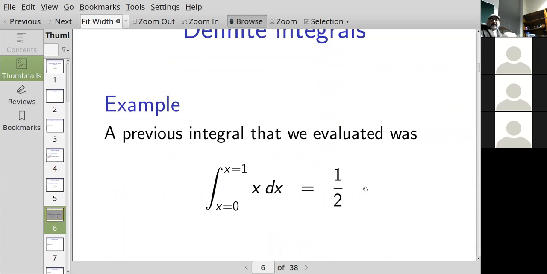Okay. So remember we discussed the area of a triangle, right? So it was bounded at the top by the line y is equal to x, and then the side was at x is equal to 1, and the corner was at x is equal to 0. So that area that we found was the area under the graph of y equals x as x goes from 0 to 1. And we found that that area was equal to 1/2.